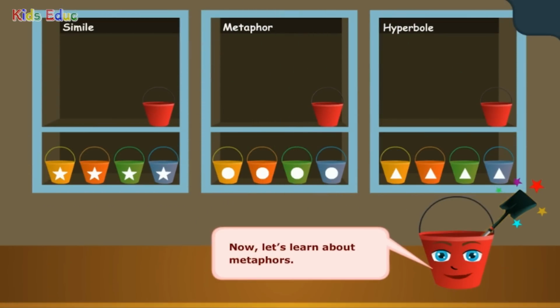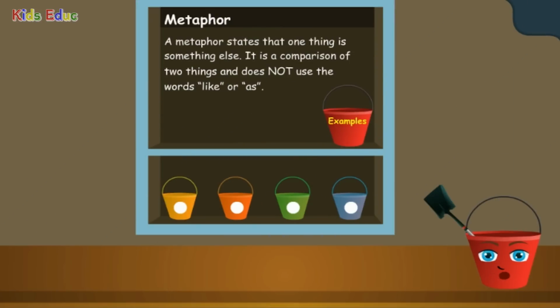Now let's learn about metaphors. A metaphor states that one thing is something else. It is a comparison of two things and does not use the words like or as.